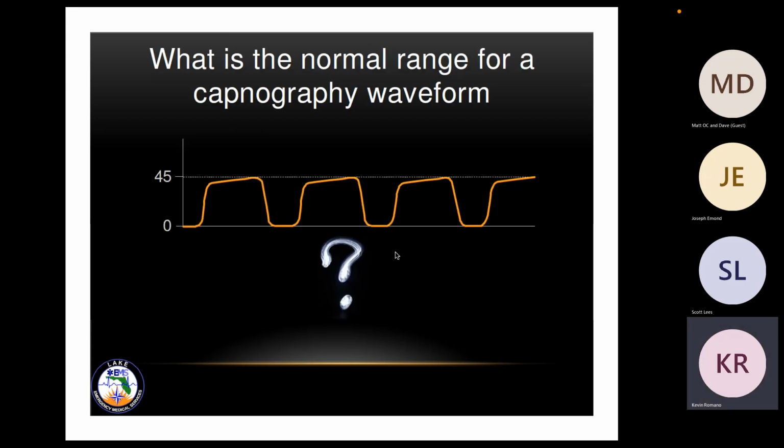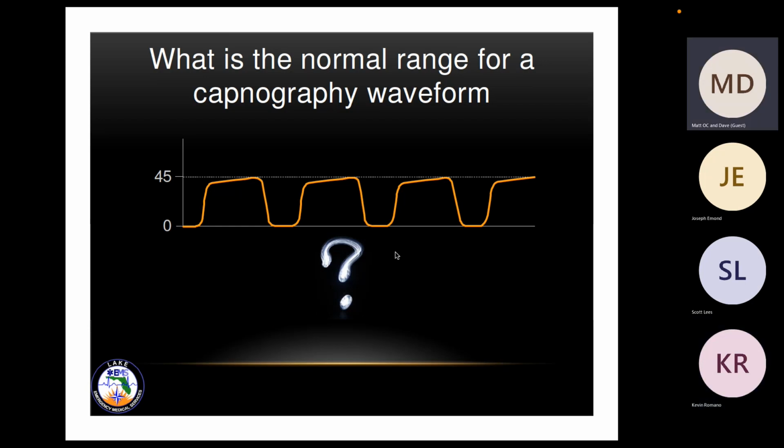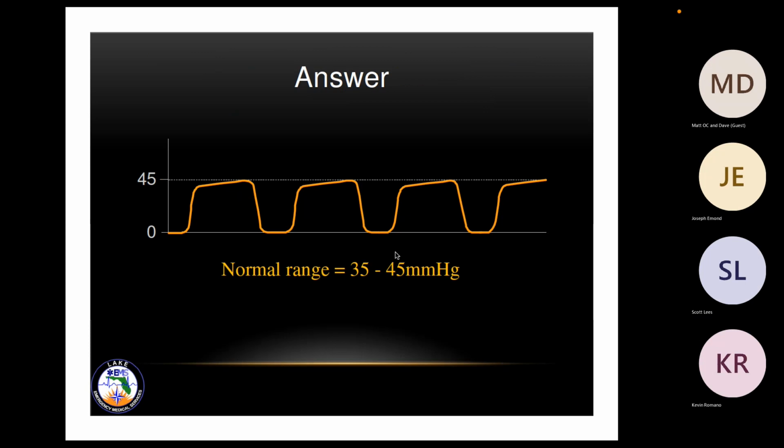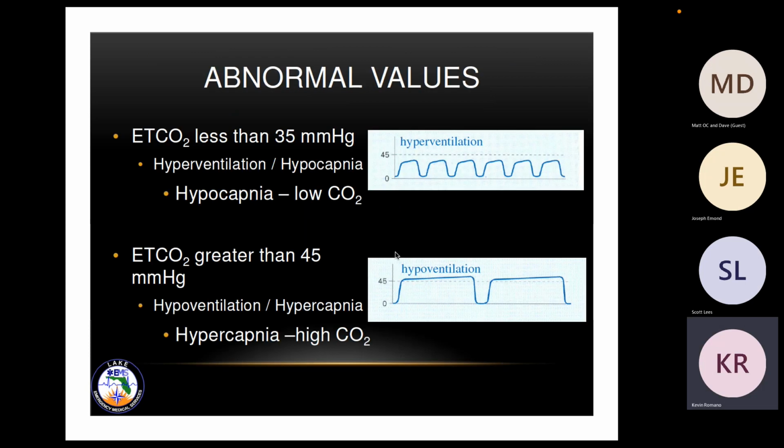So what is the normal range for the capnography waveform? I mentioned it earlier. What is our normal range? 35 to 45. 35 to 45. Thanks, Dave. Yes, so 35 to 45. Perfect. So abnormal values, that's what we've got to pay attention to. We all know the normal value.